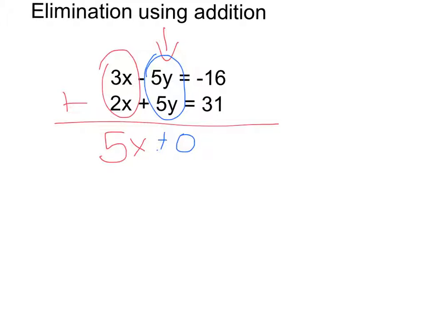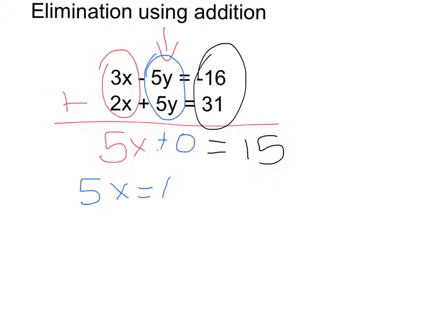And a lot of times we don't write the 0. And then we add negative 16 plus 31, and that will give us 15. So just rewriting in one color, we have 5x equals 15. In this case, we divide by 5, and you end up with x equal to 3.